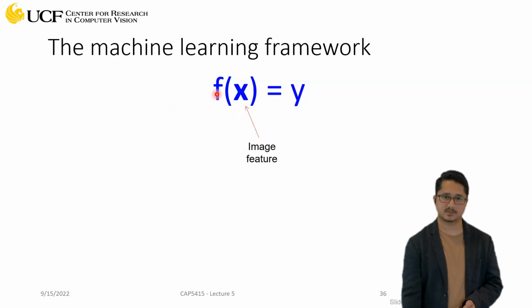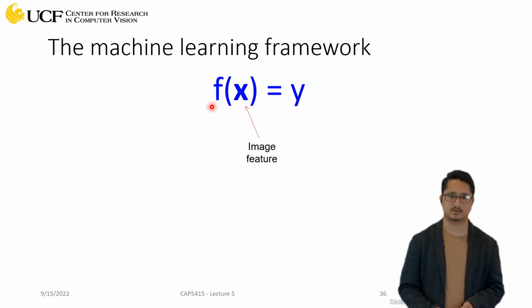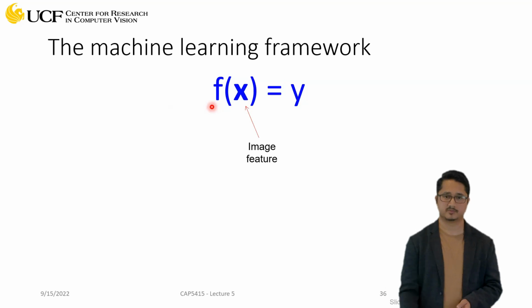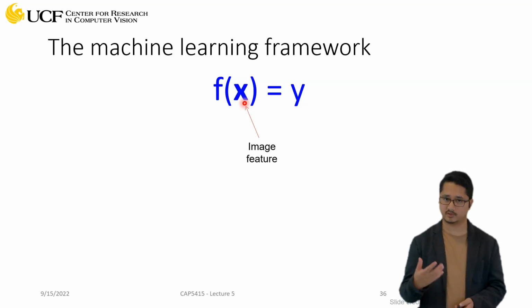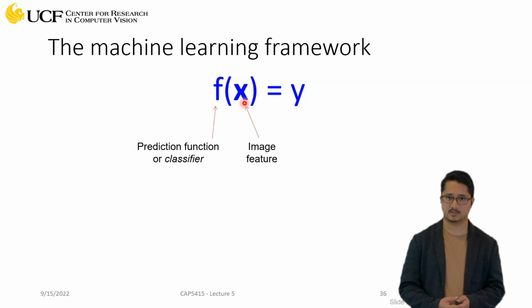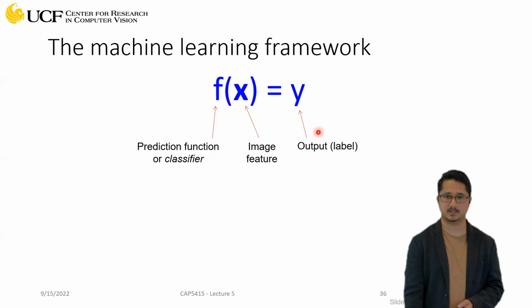Now, the question is what this function is that defines your model. And we'll come to that later. Okay, so this X could be your image if you're using pixel level values. This could be features if you're trying to use local features. All right, so this is your, let's say, classifier function. That's the output label.